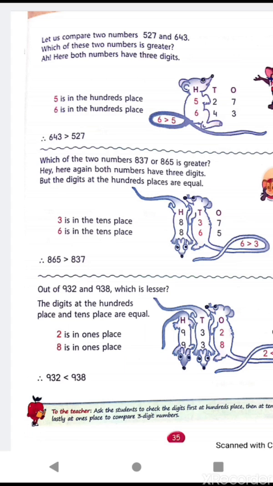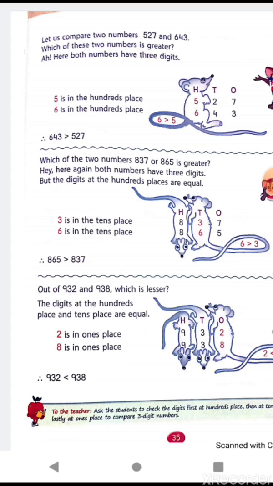When the number of digits is the same in both the numbers, then we compare the digit at the highest place, and we are doing up to ones, tens and hundreds place. So first we compare the digit at hundreds place, and the number having the greater digit at hundreds place will be greater. Now move on to the next example.